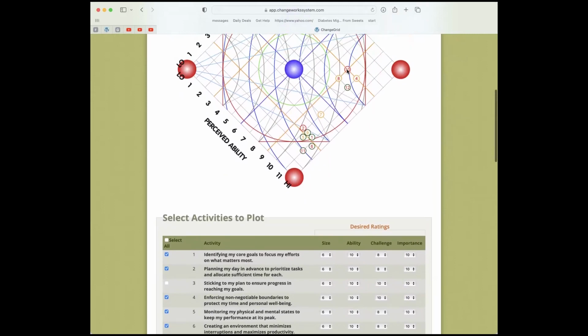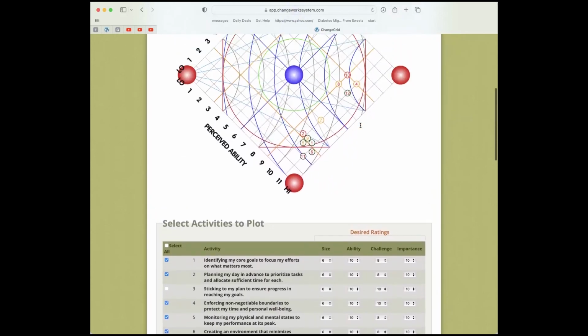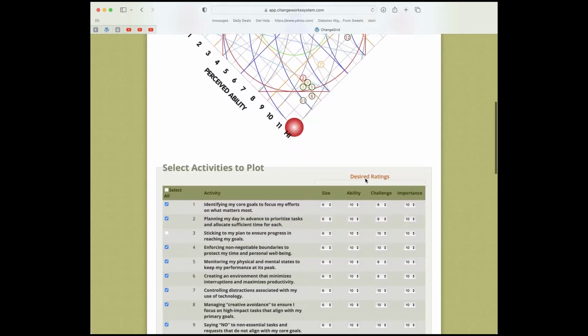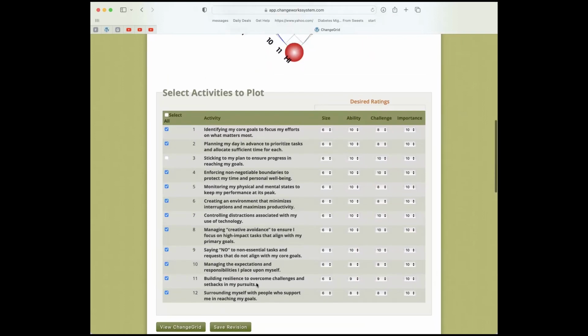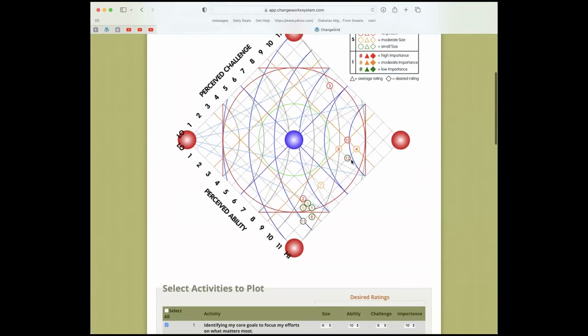If we look at number 10, managing the expectations and responsibilities I place upon myself, not a bad location at all for that smack dab balance driver. Number 12, surrounding myself with people who support me. This is really good. Usually we consider that to be more of a driven, amiable driver over here, but having it plotted an analytical driver just means that you've figured out who those people are. You're being more selective in who you've sought out and added to your resources, et cetera. Does that match for you?